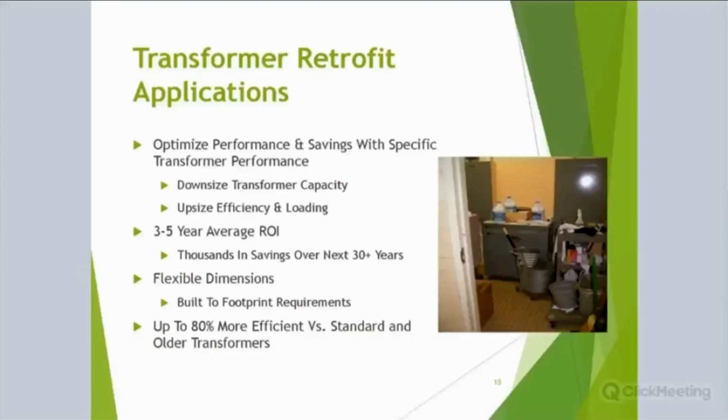Just be conscious of when you're doing retrofits of the footprints and what have you, which we can help you with, or an engineer can help you with, if that's an interest to you.